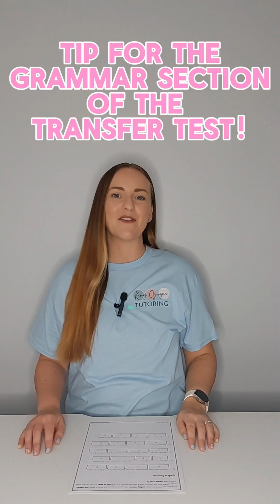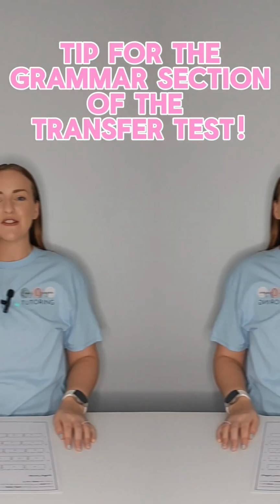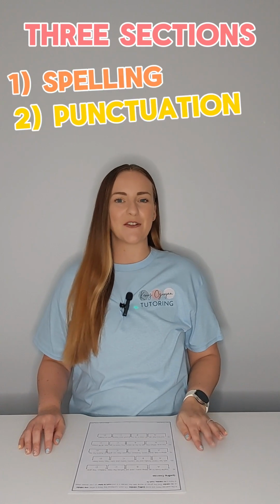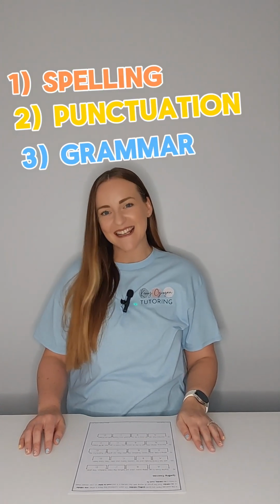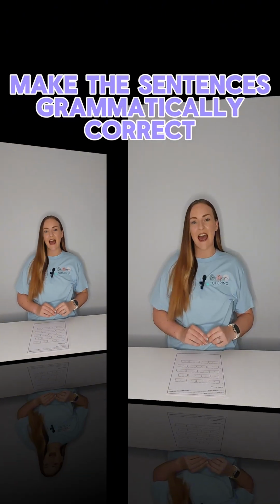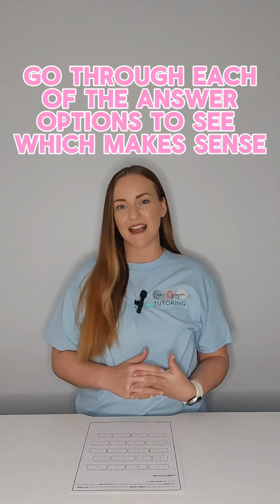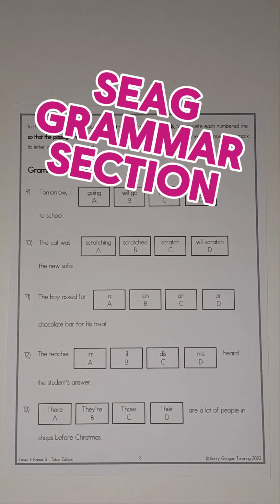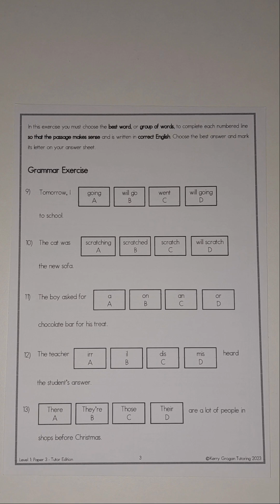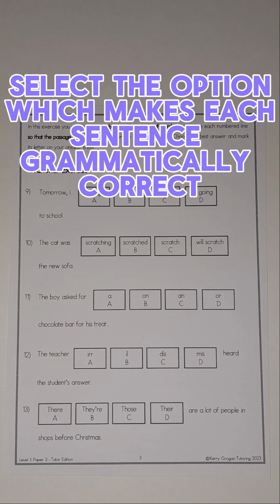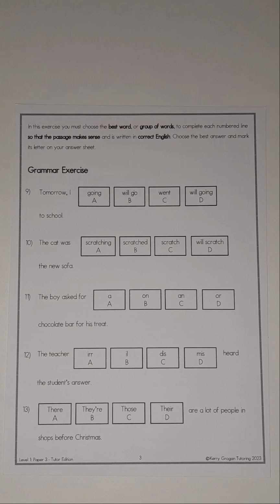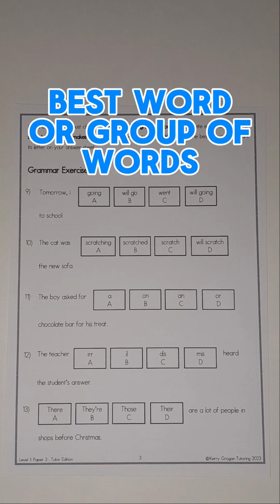Today we're going to talk about the grammar section in the transfer test. Out of the three, spelling, punctuation and grammar, I think the grammar is the easiest because we're just looking for words to make the sentences grammatically correct. A good way to do this is to go through each of the options to see which makes the most sense. So with our grammar questions, we are going to try and select the correct option that will make the sentence grammatically correct. So we're choosing the best word or group of words for each sentence.